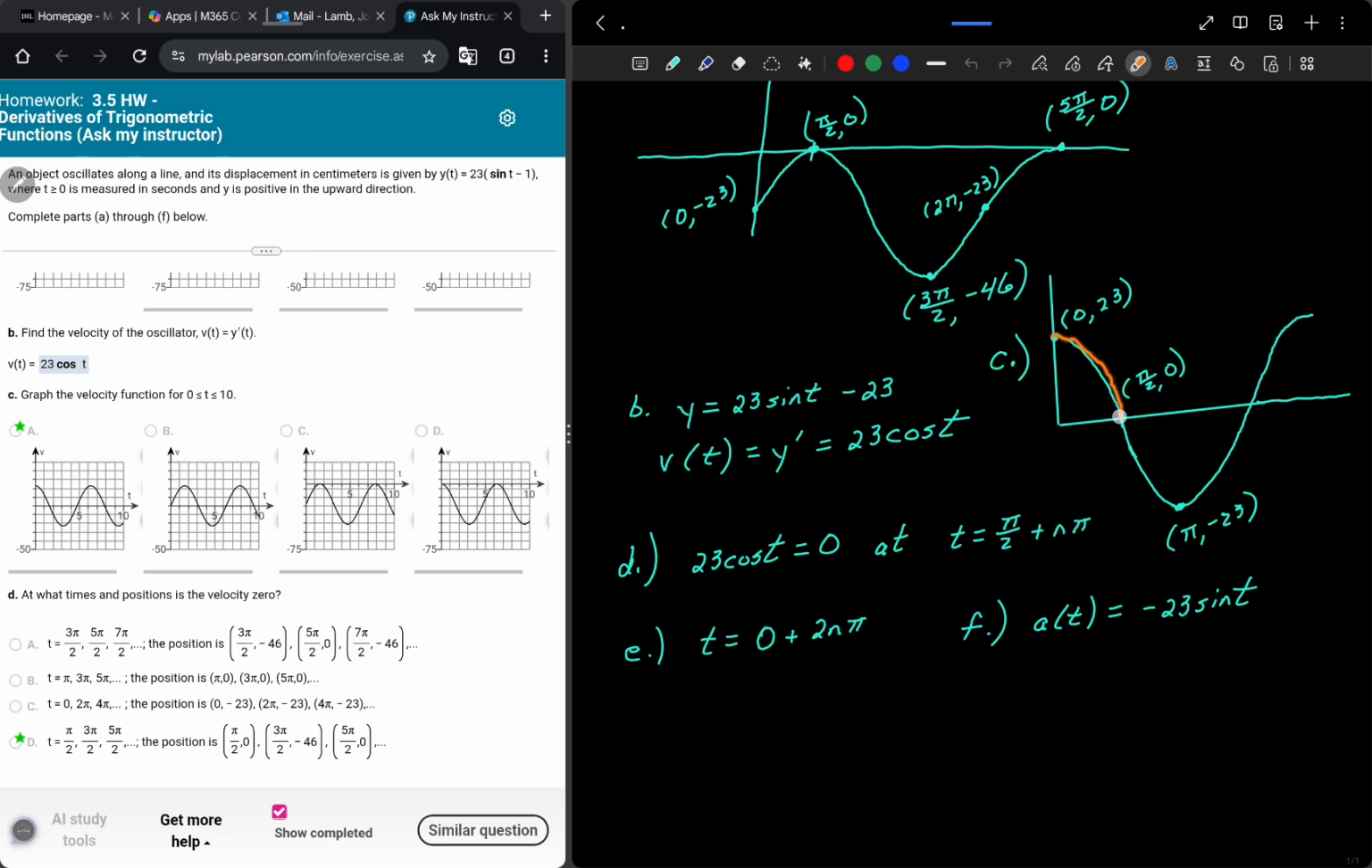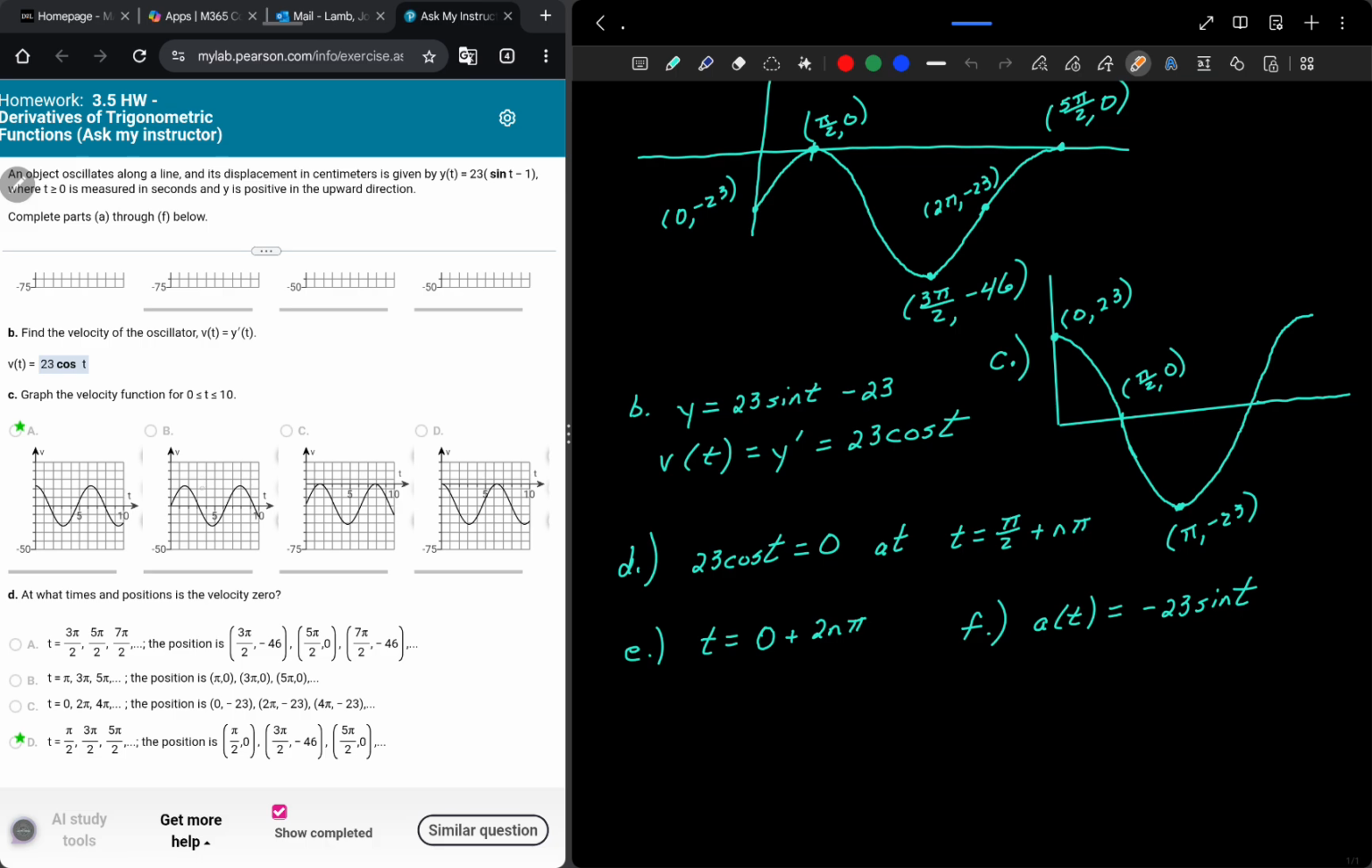Then it'd go to pi over 2, 0. Then down to pi, negative 1. Then back up to 3 pi over 2, 0, and then it would finish the period at 2 pi, 1. Well, this is that exact same shape, except it's stretched by a factor of 23. So your high values, like at 0, are 0, 23. Your low values, such as at pi, are at negative 23. Now, whenever I used that graph to find the correct answer for part C here.